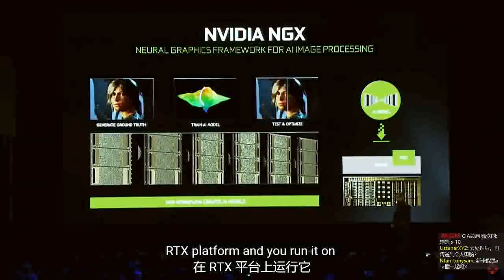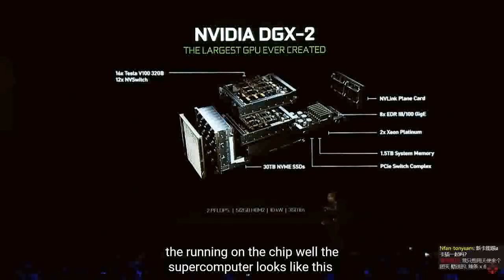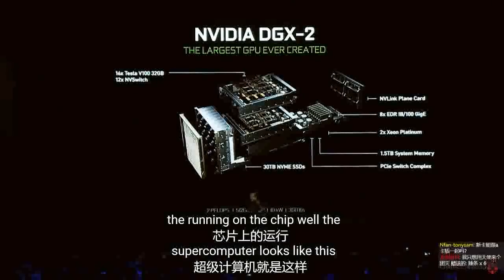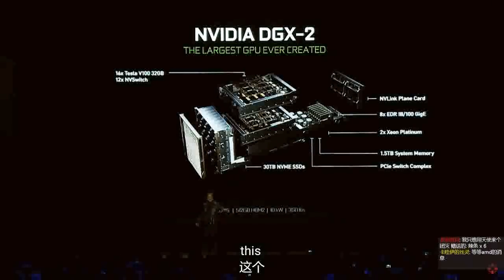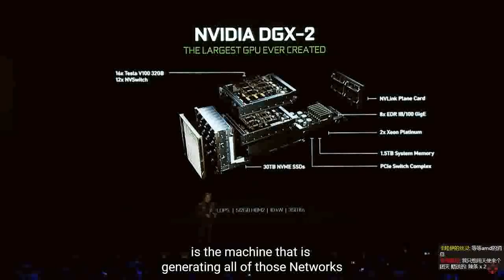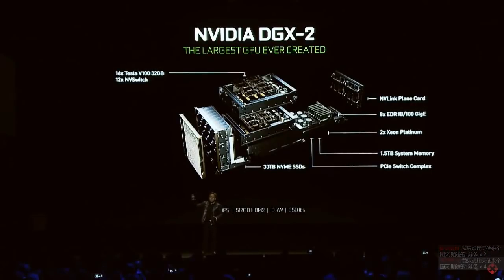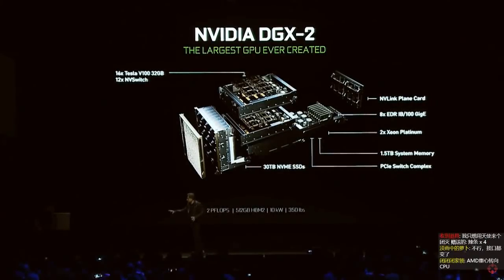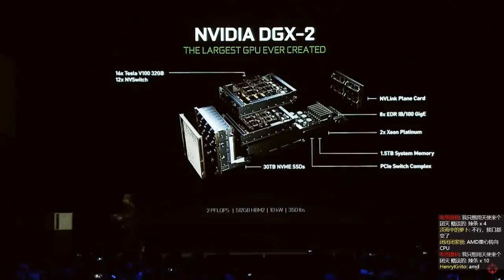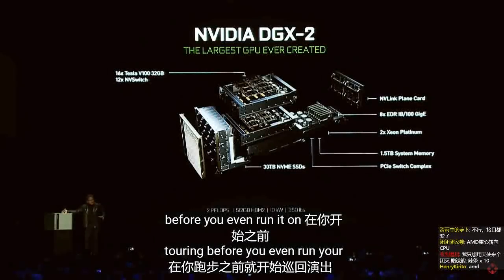Well, the supercomputer looks like this. This is the machine that is generating all of those networks. And basically, before you even run it on Turing, before you even run your game on Turing, there are a bunch of supercomputers. Here's one. There's a bunch of supercomputers.